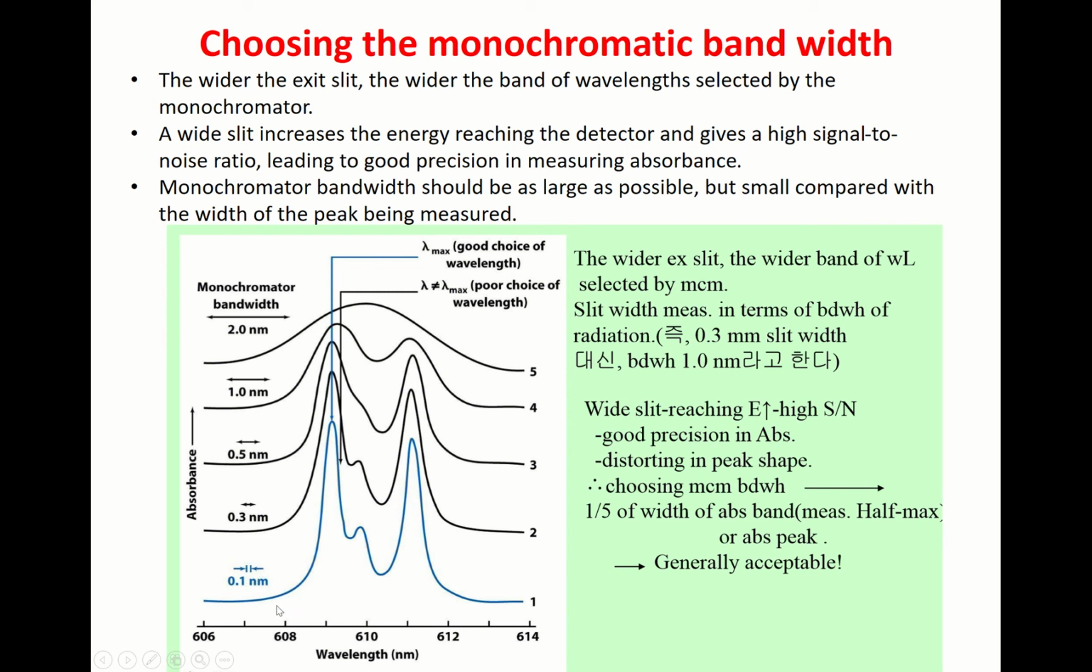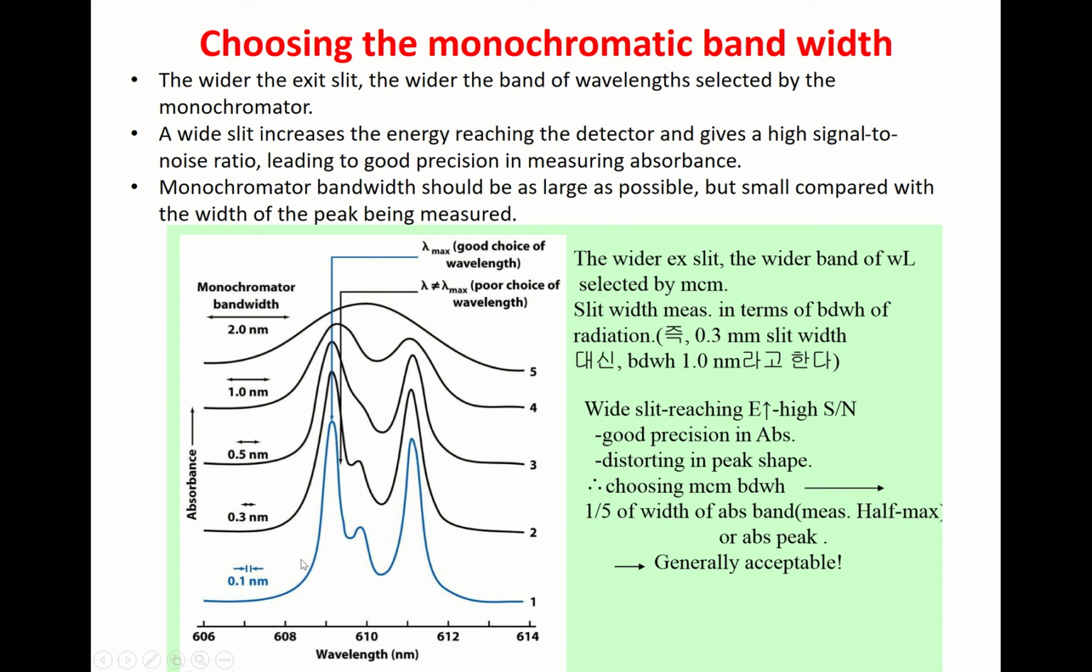In terms of the bandwidth, it is about 0.1 nanometers. By changing the access slit width, usually people open the access slit about 1 millimeter, and in many cases it corresponds to 1 nanometer. But it depends on your monochromator. Anyway, by changing the access slit width, you change the monochromatic bandwidth.